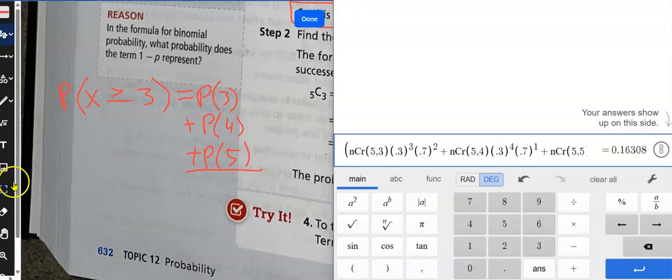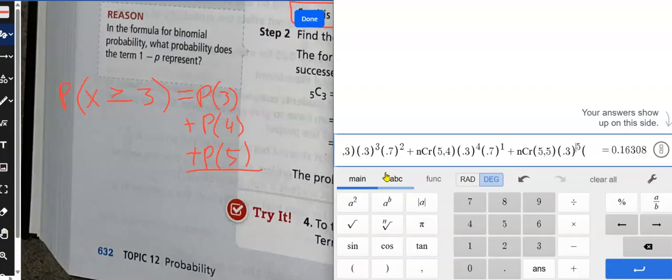Okay, so you can see over here on my Desmos, I did the first one. Well, we know that's like 13%. And then I did the second one, which is of winning exactly 4. Obviously, that probability is going to be lower. And then I did the third one, which is probability of winning all 5 of them, which has got to be lower than that. When you add those 3 things together, look what we get. 16.3%. Wow.